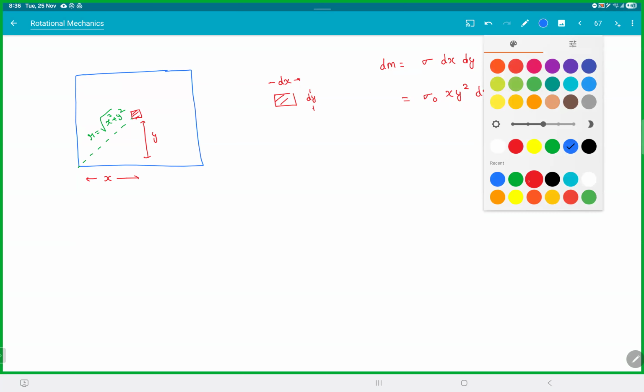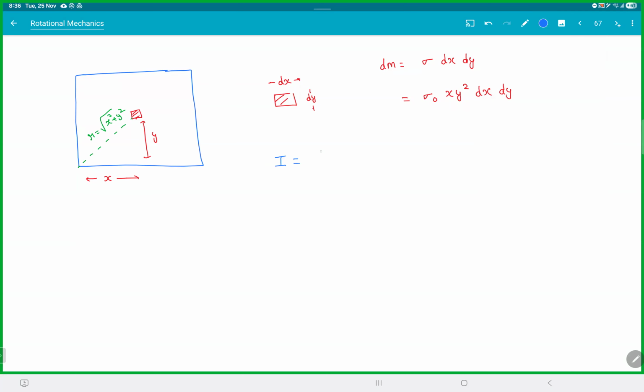So what is moment of inertia? Integral dm r square. That's your moment of inertia, remember? dm r square, but in the dm you have sigma naught x y square dx dy. Since you have two differentials dx dy, you have to put a double integral, and r square is nothing but x square plus y square. And what are the limits? x limits will go from 0 to a, and y limits also will go from 0 to a.